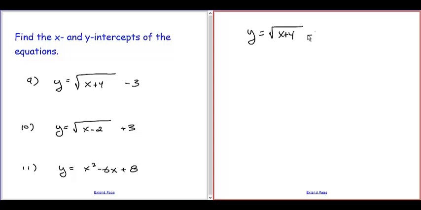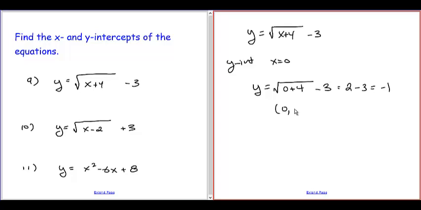So the same thing applies. To find the y-intercept, we set x equal to 0. So if we do that, we'll get y equals the square root of 0 plus 4, minus 3. And the square root of 4 is 2, so you get 2 minus 3, which is negative 1. So the y-intercept has an x value of 0 and a y value of negative 1. Now to find the x-intercept, we set y equal to 0 and solve for x.